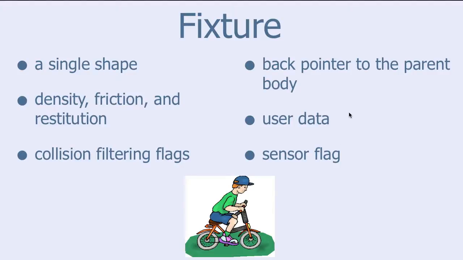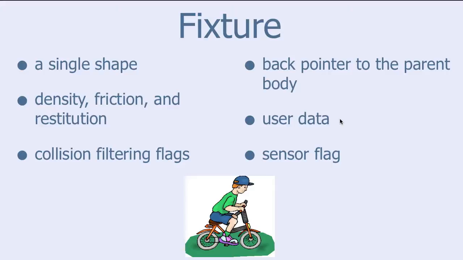We also have a pointer called user data, where we can put anything we want. Usually we put a pointer to a sprite, which is kind of a visible costume for our invisible body.